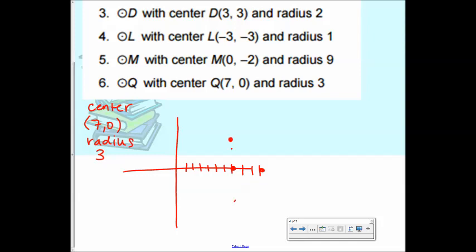Obviously, is this perfect? I know it looks kind of like an egg. But it's not going to be perfect, particularly when you draw your own coordinate plane, because you're not measuring it exactly. But that's how you do it. So what two pieces do you need? Center and the radius.